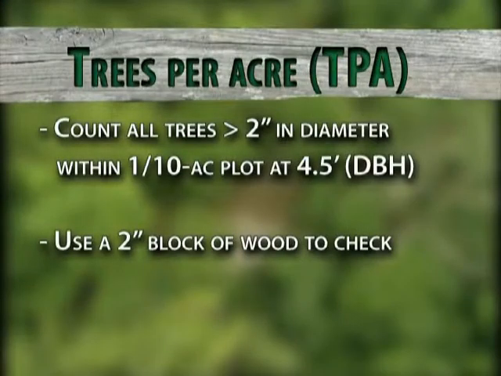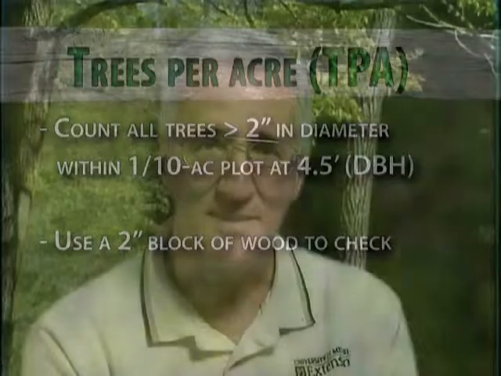To estimate the number of trees per acre, simply count all trees greater than 2 inches in diameter at 4.5 feet above the ground. If you are taking 1/10 acre plots, then multiply that count by 10 to get trees per acre. The diameter of a tree at 4.5 feet above the ground is commonly referred to as diameter at breast height, or DBH. The reason why we did not count trees less than 2 inches in diameter is because these individuals are considered belonging to the next forest, and in all likelihood will not significantly impact the growth of the larger trees.